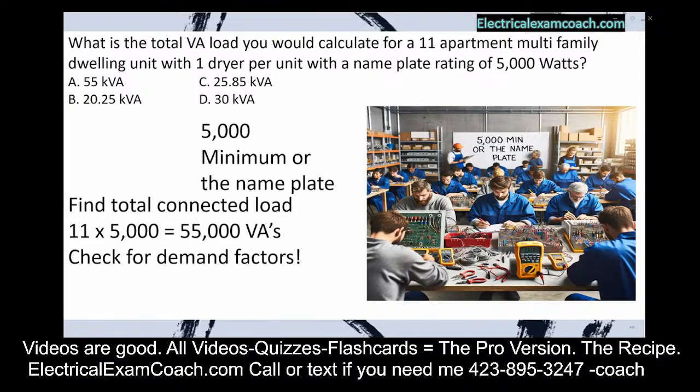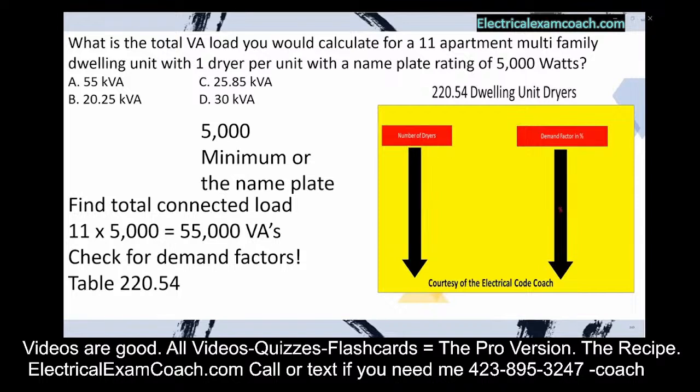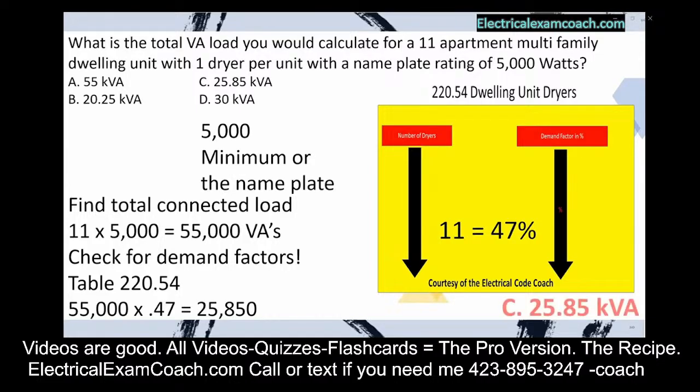Now, we check for demand factors. We head over to table 220.54. When we get there, we find the demand factor for 11 is 47%. So we take our original load multiplied by the demand factor, and that gives us a new reduced load of 25,850 VAs. And we're going to select C. Great job.